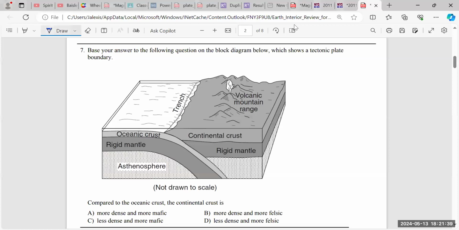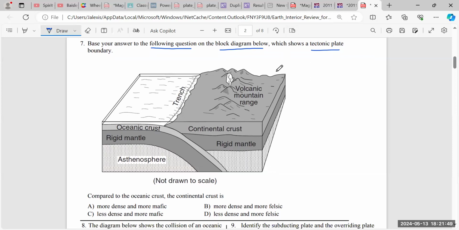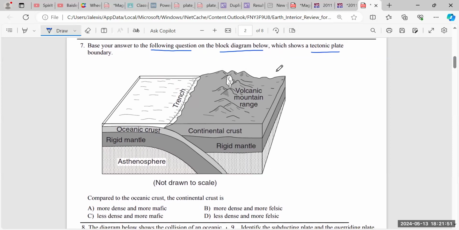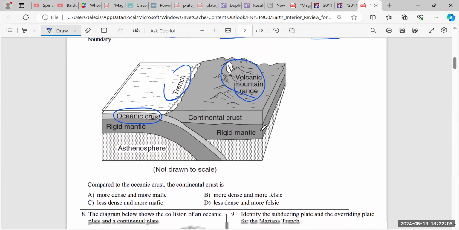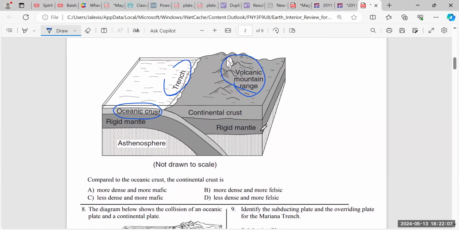Number 7. It says, answer the following question based on the block diagram below, which shows a tectonic plate boundary. Some key things that we see here, if people may not remember, is that this definitely is showing a convergent plate boundary, right? I see trenches, mountain ranges that are created, and the oceanic crust is sinking underneath the continental crust. So it says, compared to the oceanic crust, the continental crust is what?